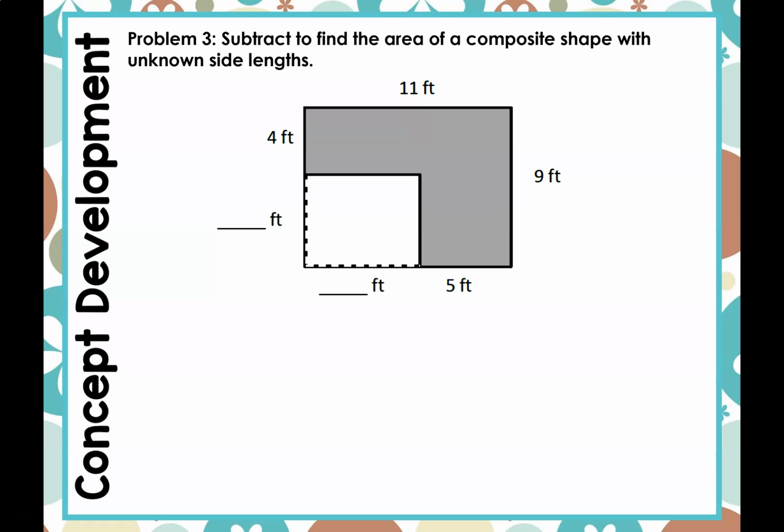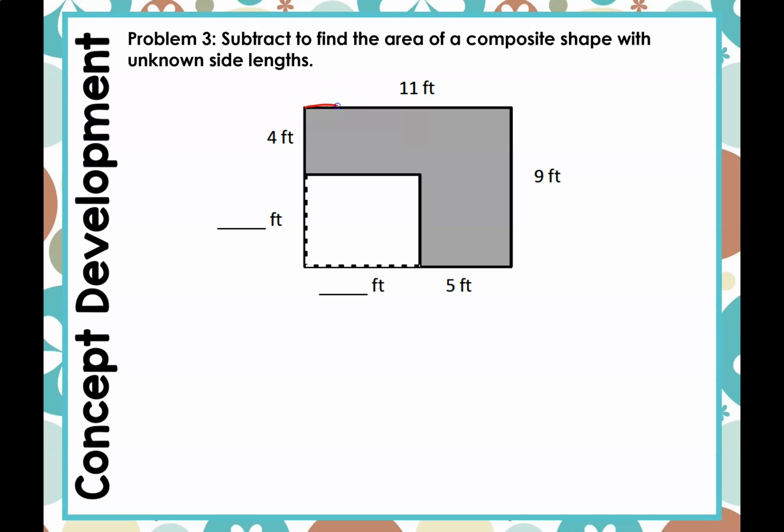All right, so this is the last one we're going to do. So what we're going to be doing, it says subtract to find the area of a composite shape with unknown side lengths. So what we're going to do here is we're missing some of our side lengths. We can't do our multiplication. We can't find our area unless we know the side lengths. But we can look at what we already know to help us fill in the other blanks.